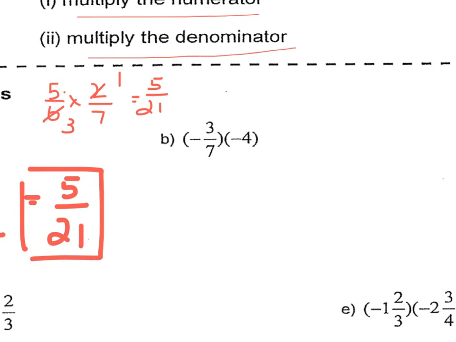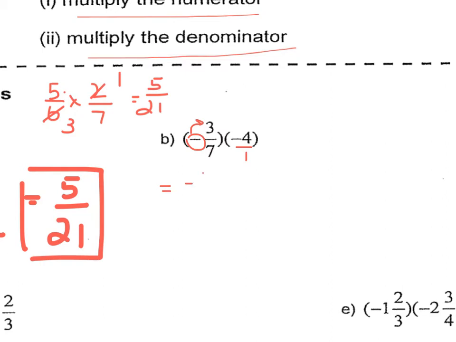So -3/7 times -4. Oh no, where's the denominator on -4? There is a denominator on -4. We've talked about it, and it's always a 1. Okay? So if it helps you to put that in there so you can see it, do that, okay? Remember where this negative sign, we're going to take it up into the 3.